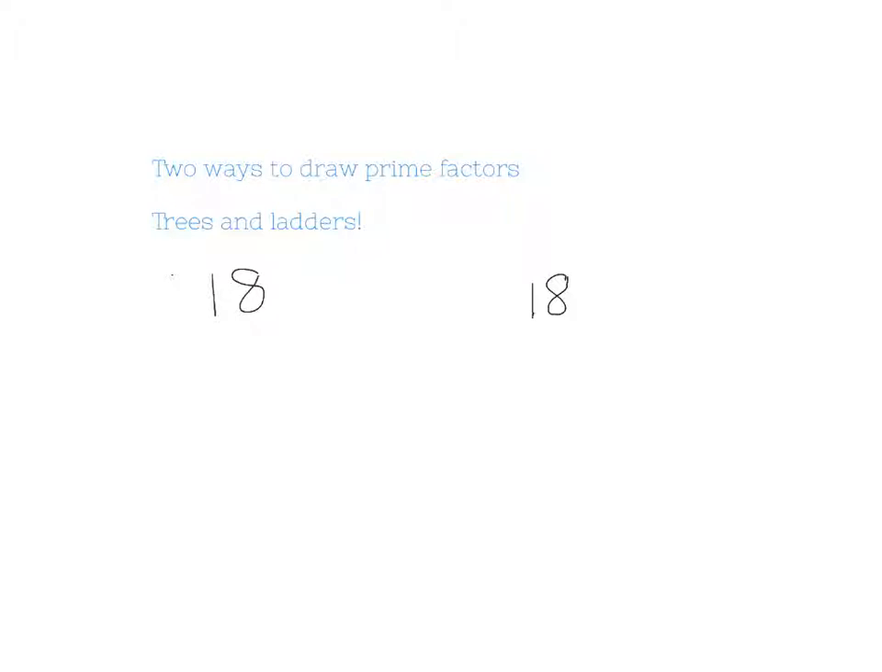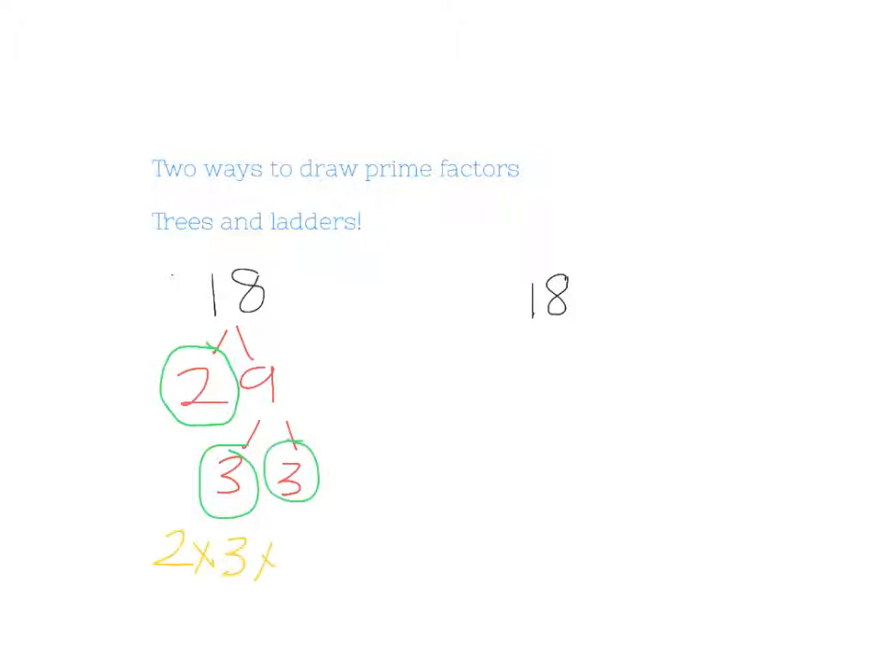So first of all, you can think of a basic fact. So 18 is 2 times 9. Not 29, but 2 times 9. And once you reach a prime number, you can circle it. So 2 is prime. Is 9 prime? No, 9 is not prime. It can be broken down again to another basic fact: 3 times 3. Both 3's are prime. So 18, its prime factorization is 2 times 3 times 3 equals 18.